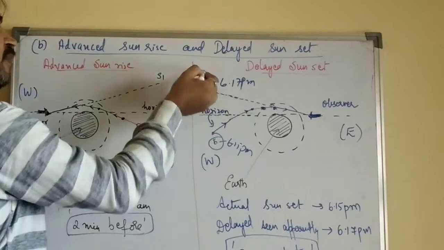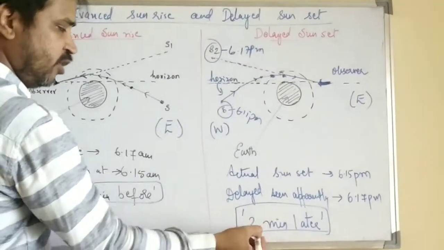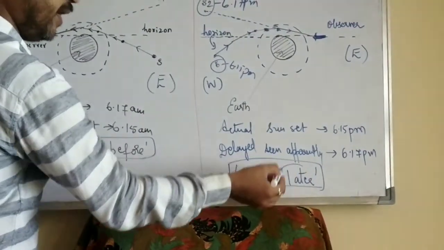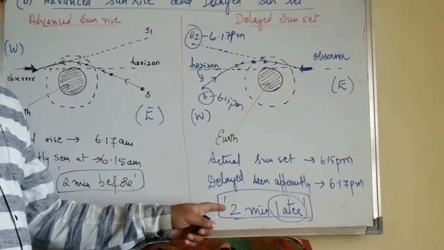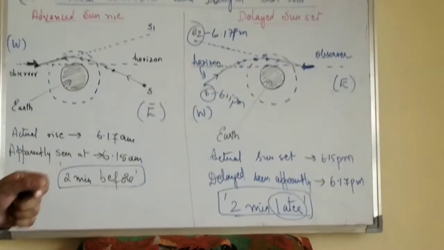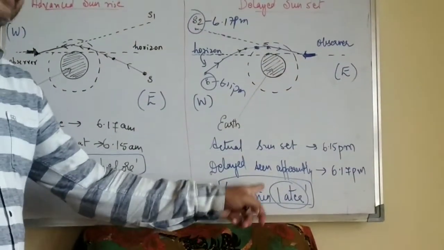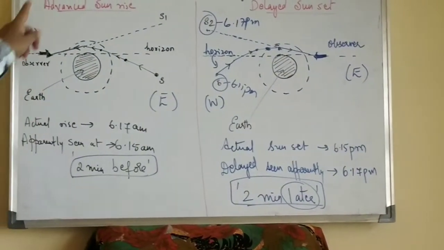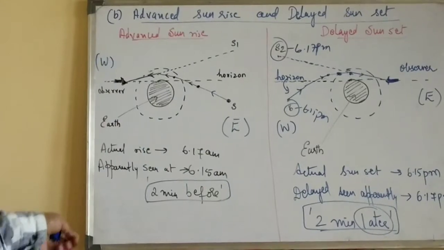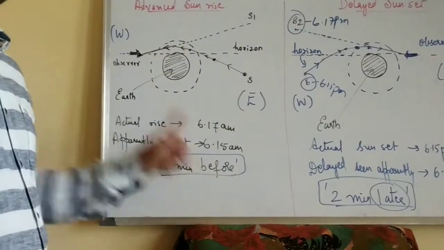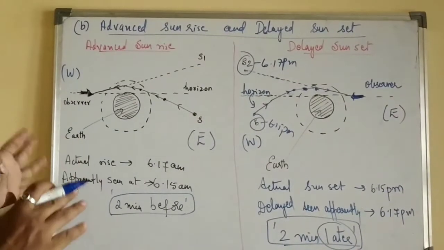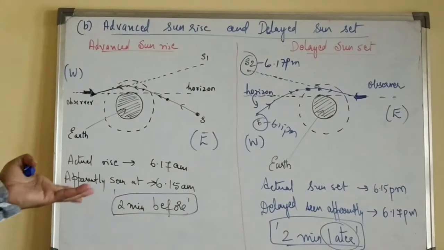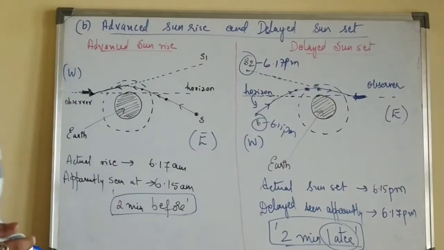So how many minutes delay is it? 2 minutes delay, or 2 minutes later. The observer sees the apparent position of the sun, or the delayed sunset, 2 minutes later. Here the observer will see the advanced sunrise 2 minutes before. So these two natural phenomena are happening merely as a result of atmospheric refraction.